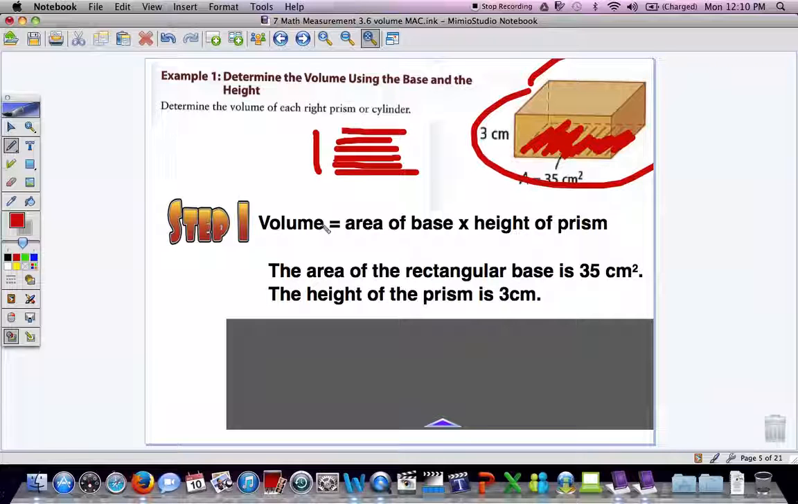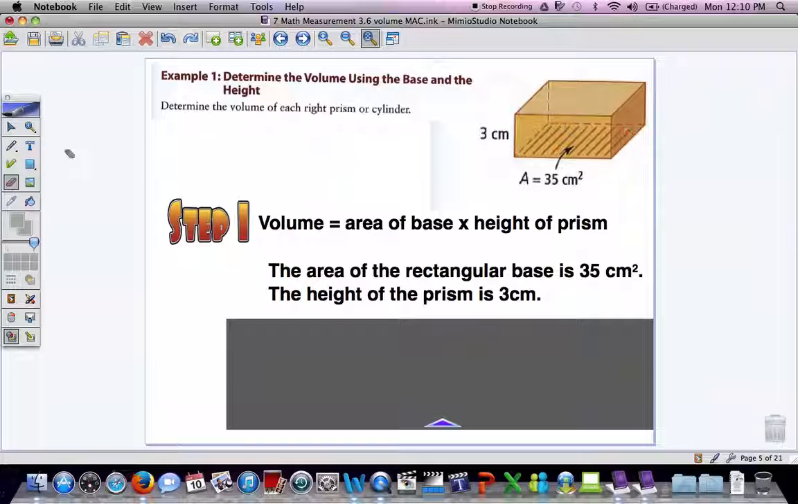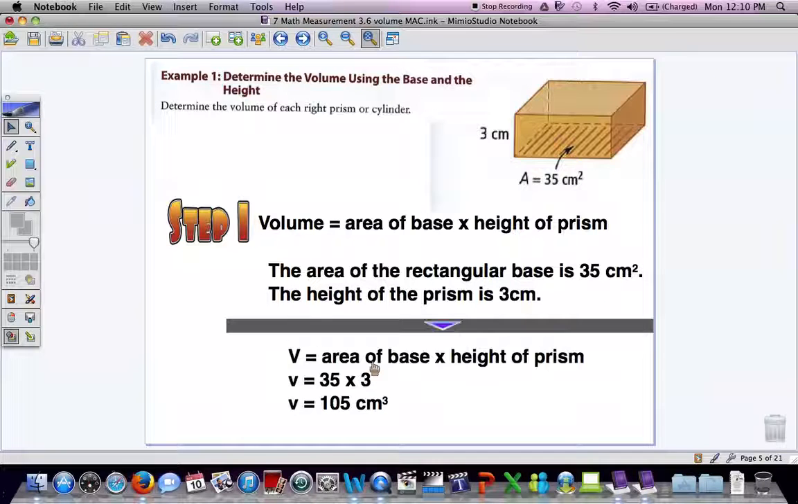So given this, if the area of the base is 35 centimeters squared and the height of the prism is 3 centimeters, I want you to calculate the volume. So try it now and then reveal. So we substitute our values. We've got the area of the base, we know is 35 centimeters squared. We multiply by the height of the prism, which is 3 centimeters, and we should have gotten 105 centimeters cubed.